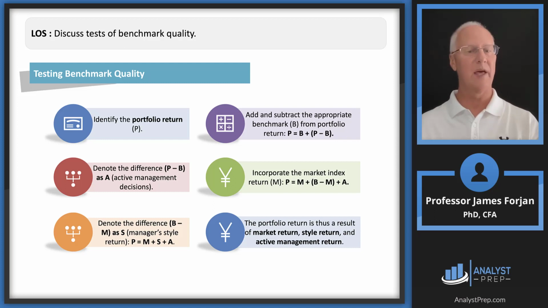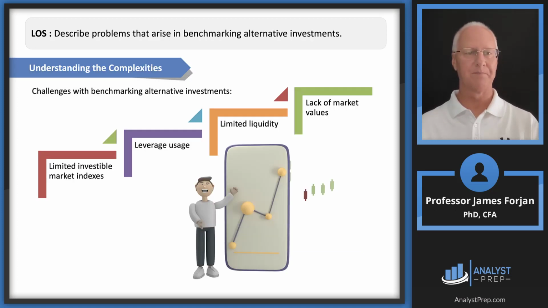P equals M plus S plus A. Market return, that makes sense. Style return, that makes sense. Active management return, that makes sense as well.